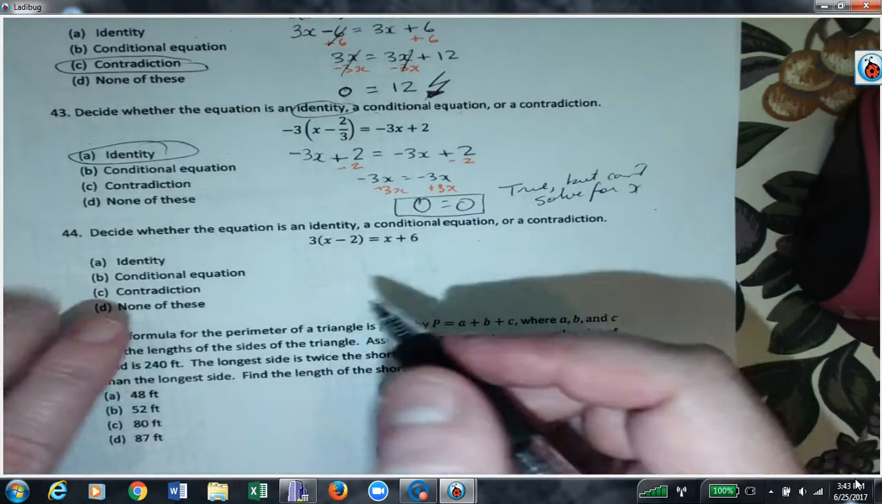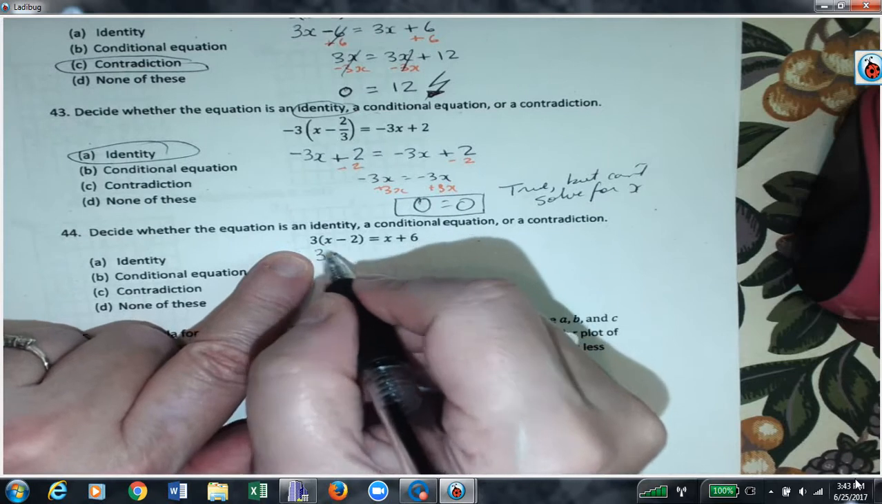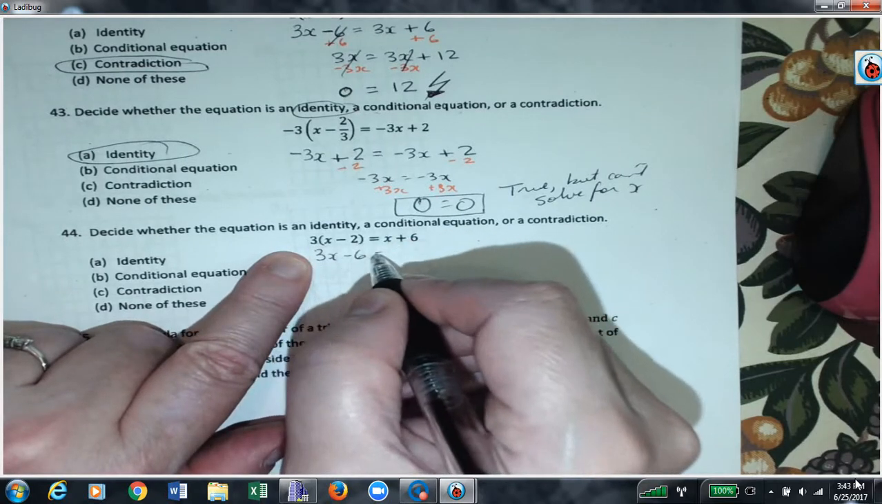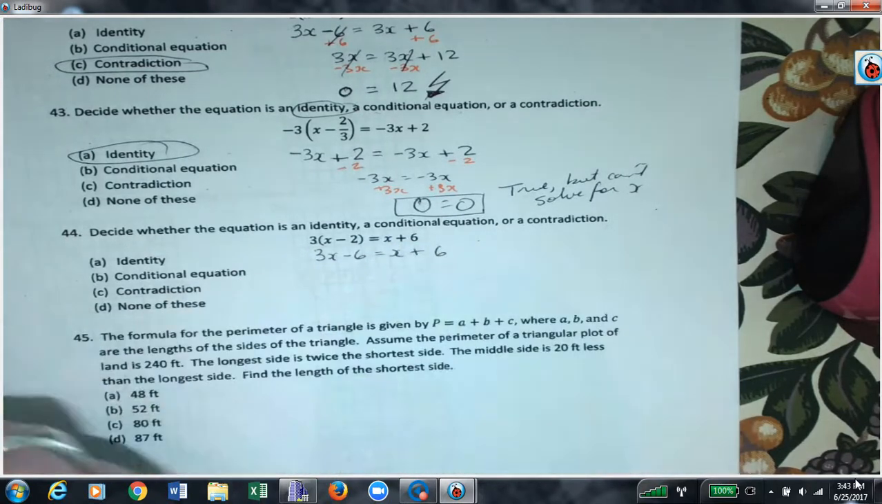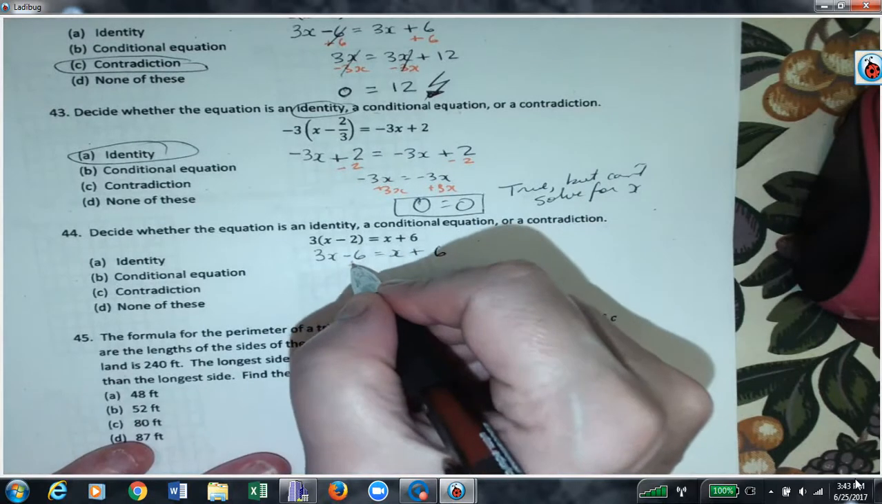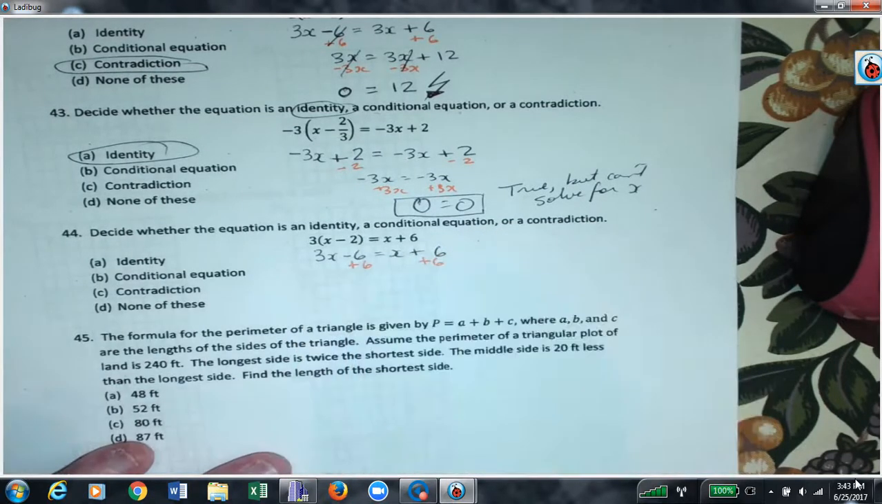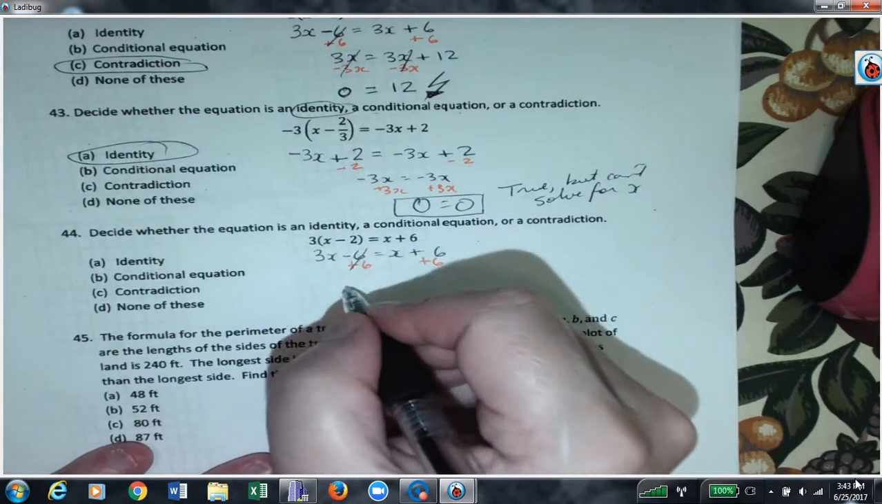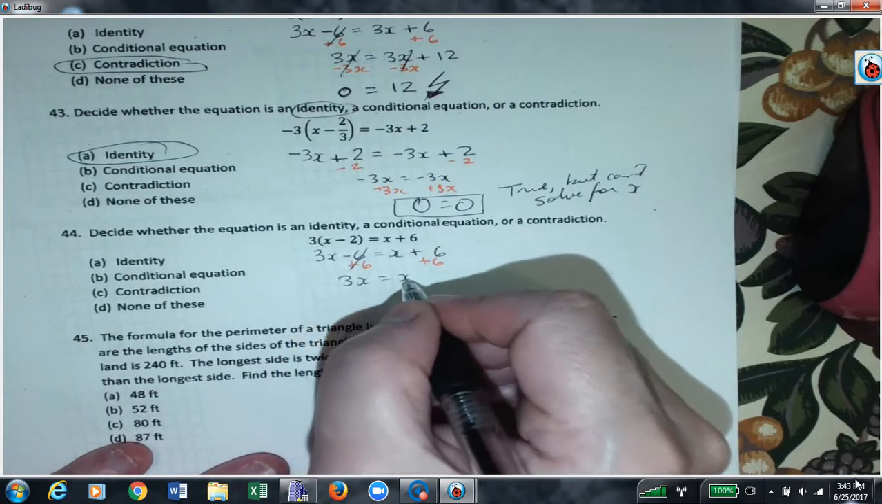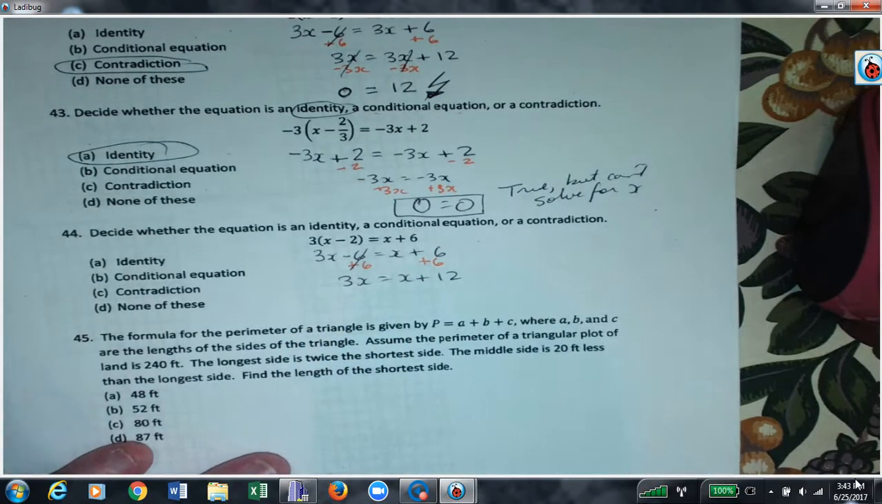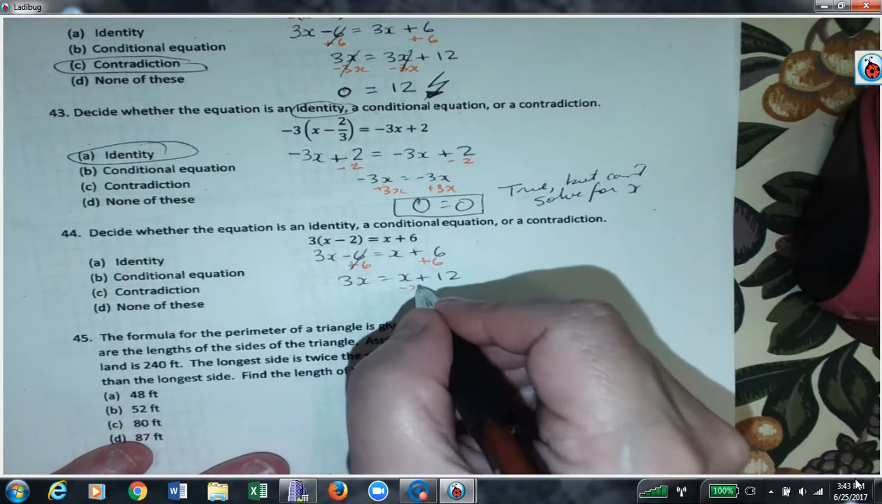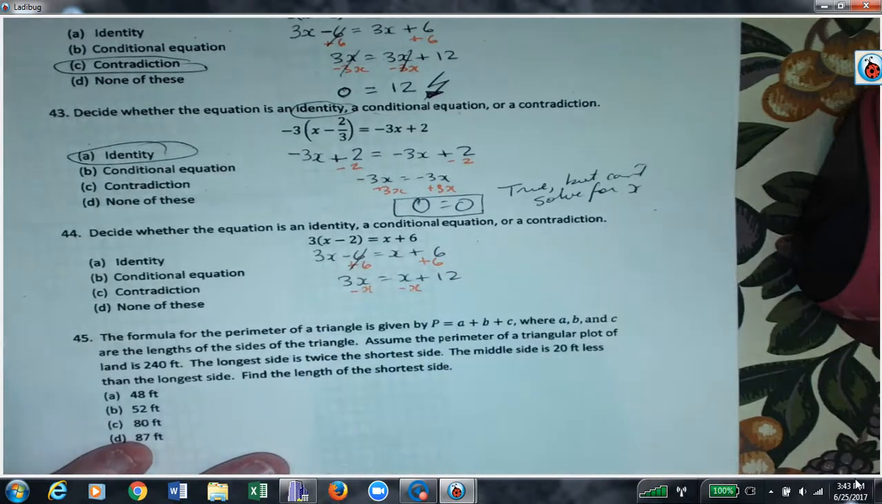44, what do we have here? Well, I have 3x minus 6 equals x plus 6. Okay, so let's add 6 to both sides. So these go away. And now I would like to solve for x. How about we subtract x from both sides?